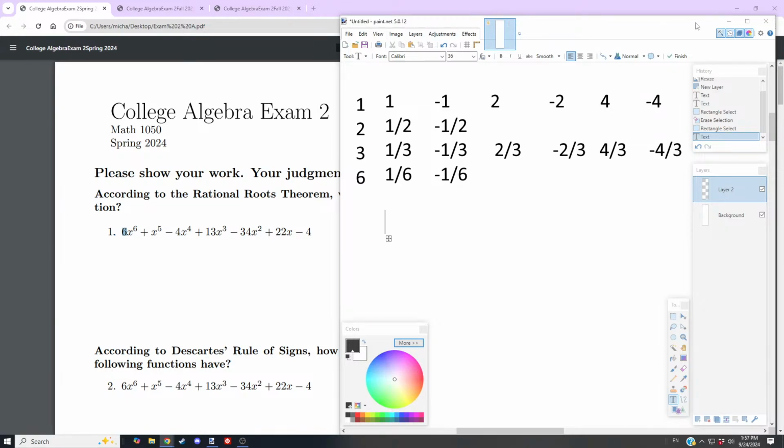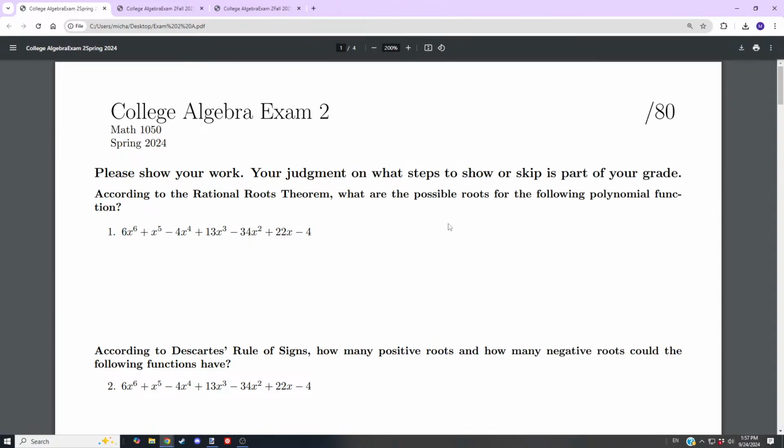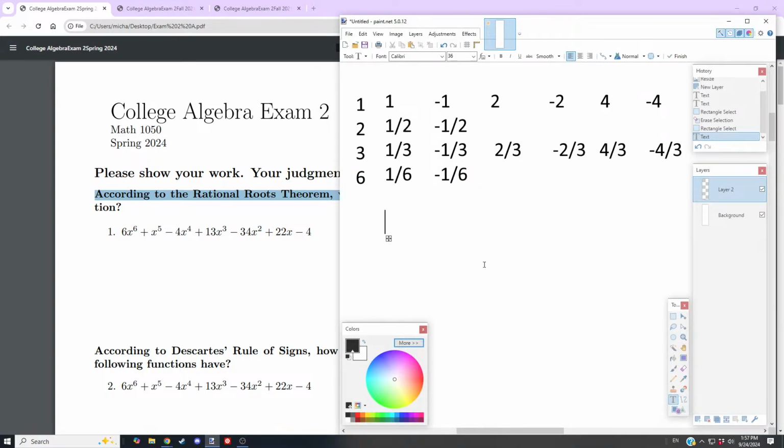Okay. So I have these. This is the answer to the first question. The rational roots theorem allows us to create this number system that I have here. So that's how we do it.